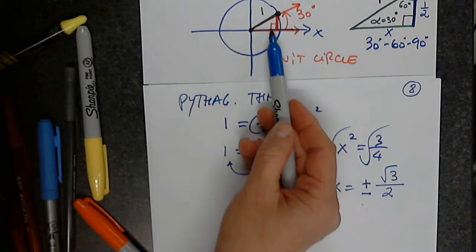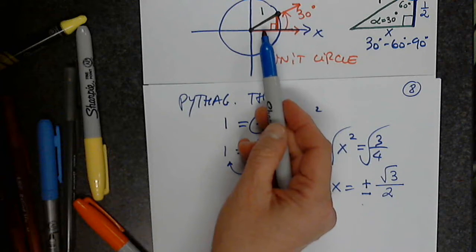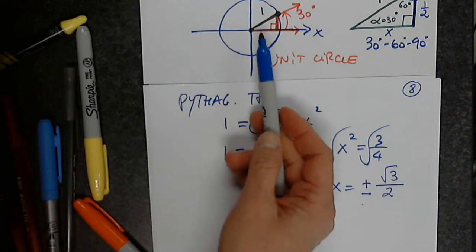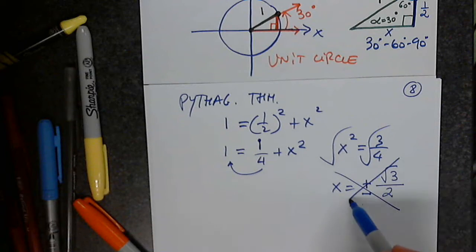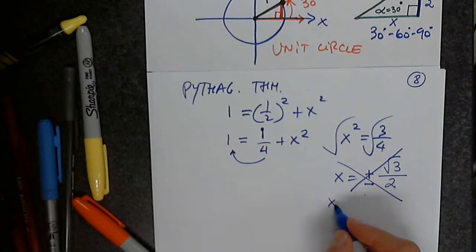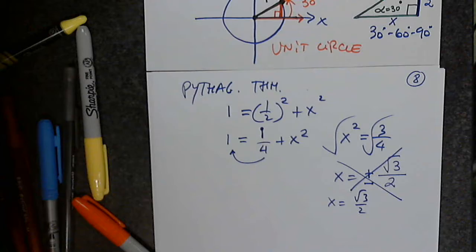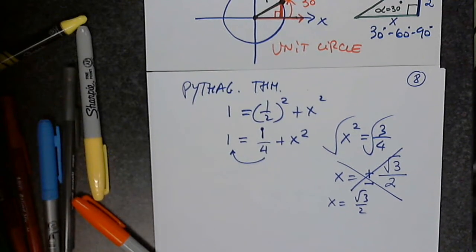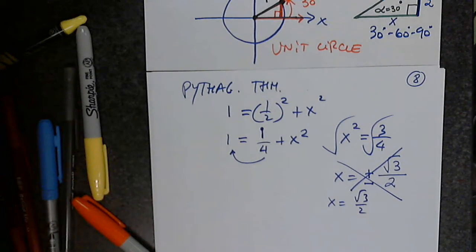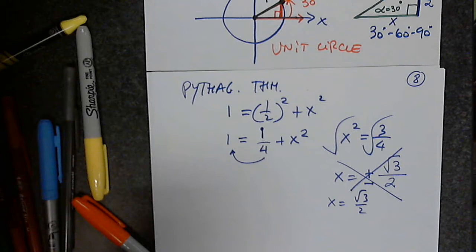Because I'm talking about a 30-degree angle, and because I'm talking about the first quadrant, I will say, wait a minute, only x equals the square root of 3 over 2. Because everything happens in the first quadrant. The 30-degree angle is in the first quadrant. Therefore, x must be positive.